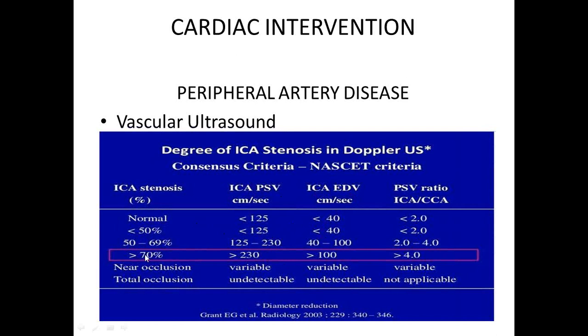For a stenosis greater than 70%, the peak systolic velocity in the internal carotid artery is usually greater than 230. And when you look at the end diastolic velocity, it's usually greater than 100. And the ratio of the peak systolic velocity in the internal carotid artery to the common carotid artery is usually greater than 4. And we usually don't intervene until the stenosis is greater than 70%. So this number is very important. Okay? Peak systolic velocity greater than 230, end diastolic velocity greater than 100, and then the ratio of the peak systolic velocity in the internal carotid artery to the common carotid artery greater than 4 suggests the stenosis greater than 70%. Of course, when you have total occlusion, you're not going to get any flow. So the velocity and everything is close to zero or very, very low.